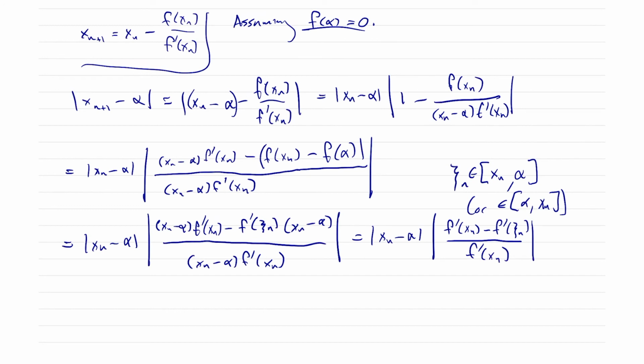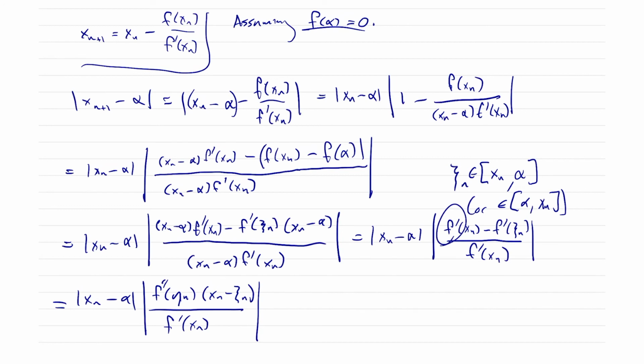Now what? Well, again, I have a difference between the same function at two different endpoints, and so I use mean value theorem again. And so this is again equal to the absolute value of xn minus alpha times f prime of, say, now some other term, eta n, times xn minus cn divided by f prime of xn. Oh, and that should be a double prime here because this was the first derivative. Okay, so we used mean value theorem twice, and now we're left with this.